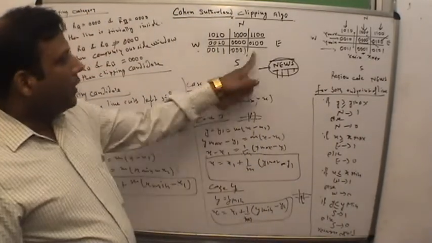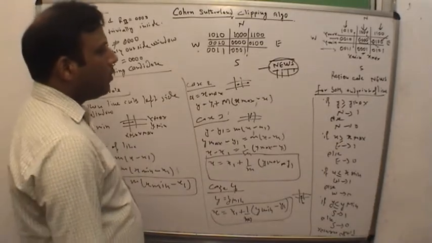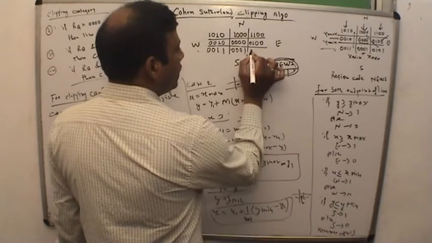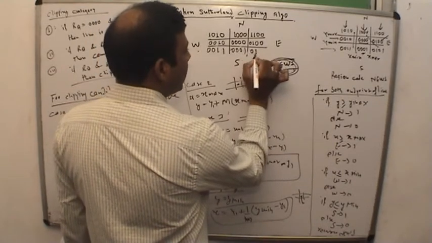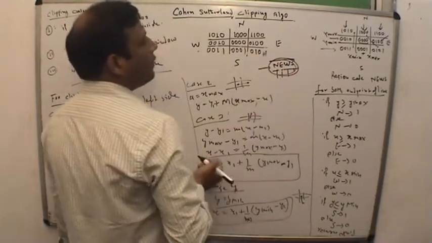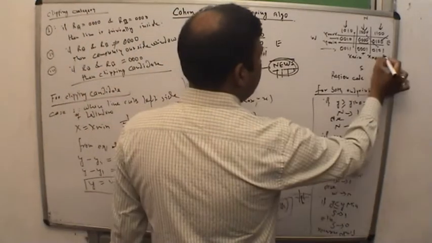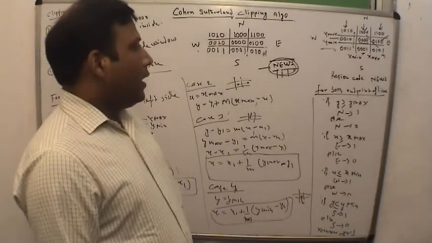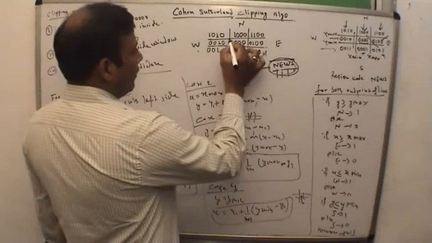Now we are going to set the value of this box according to this region code. Is this north? No. Is this east? Yes. Is this west? No. Is this south? Yes. So we get the value 0101. And this window is called the clipping window.